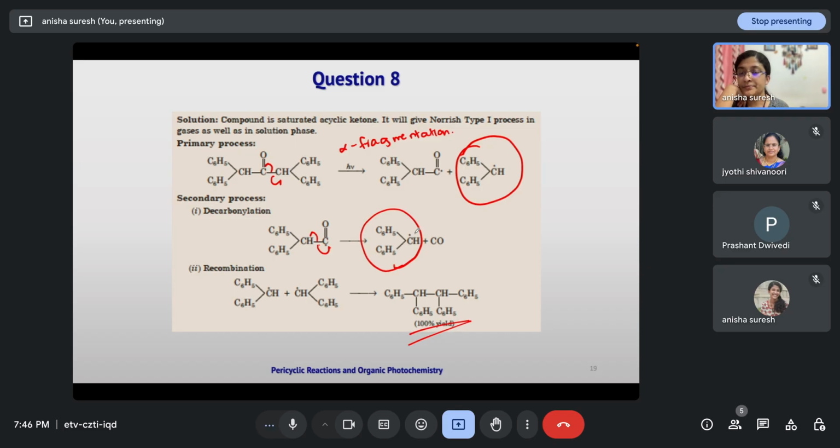Is it clear? First, it will undergo an alpha fragmentation reaction leading to formation of this carbon radical and this radical. Then in the secondary process, a decarbonylation will be taking place leading to formation of this radical and carbon monoxide. Then these two radicals can undergo recombination leading to formation of this as a final product. Even if it is undergoing self recombination, it will give the same final product.